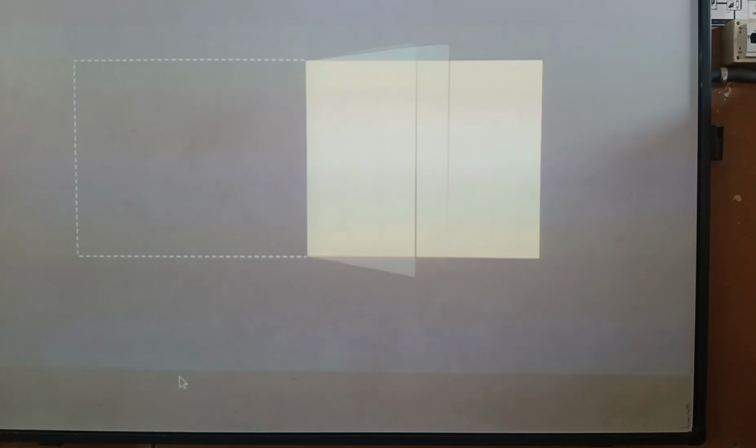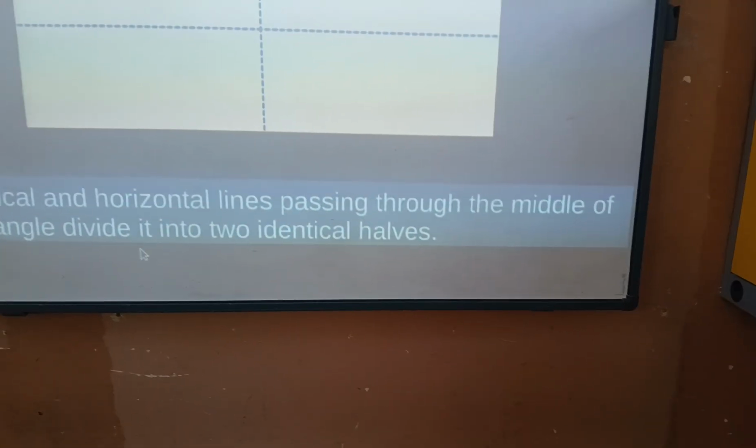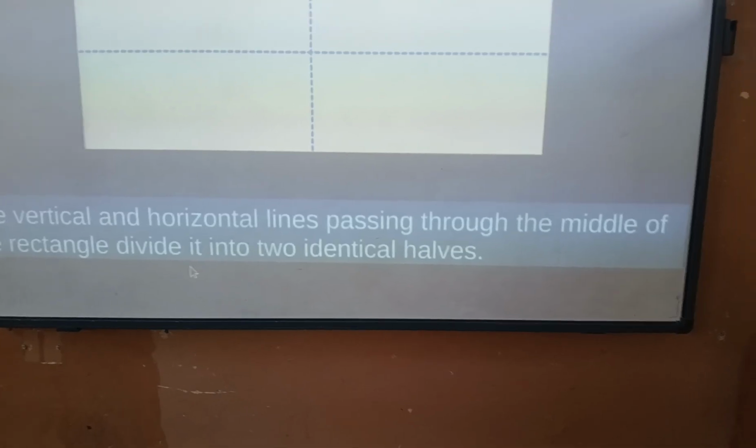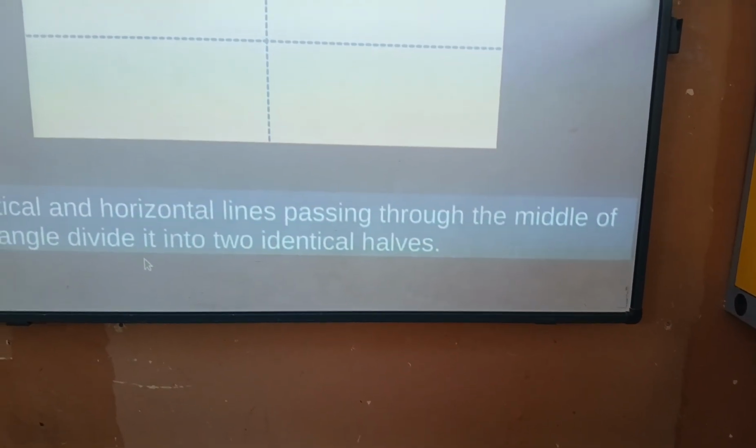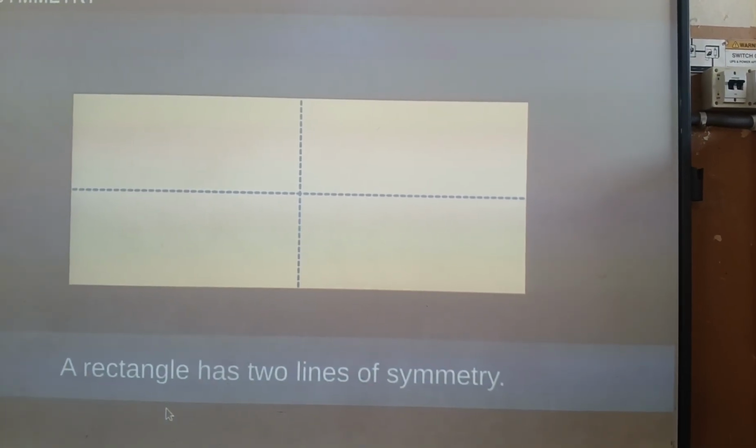Now, consider a rectangle. If you try folding a rectangle in different ways, you will see that the vertical and horizontal lines passing through the middle of the rectangle divide it into two identical halves. Thus, we can say that a rectangle has two lines of symmetry.